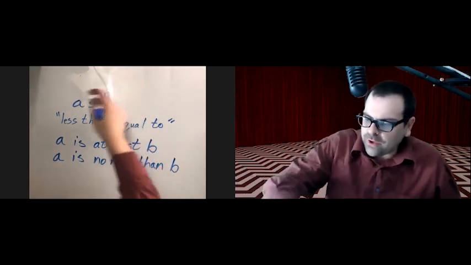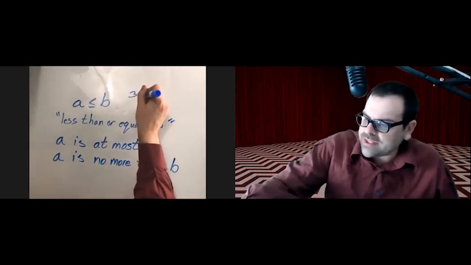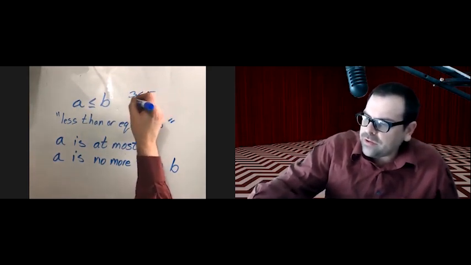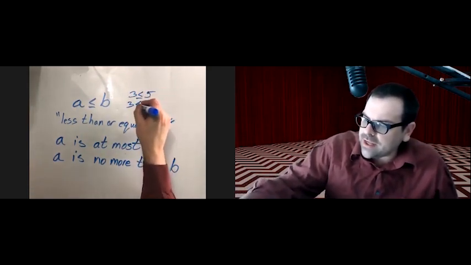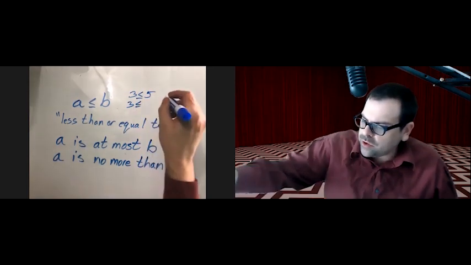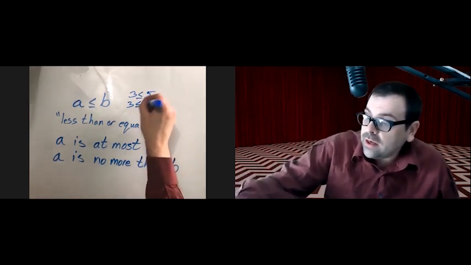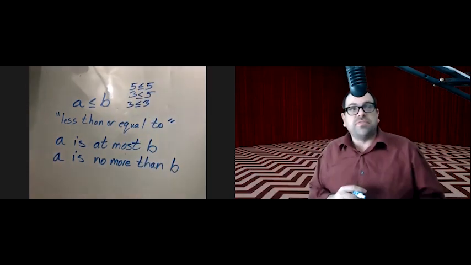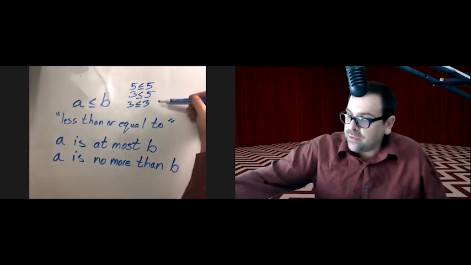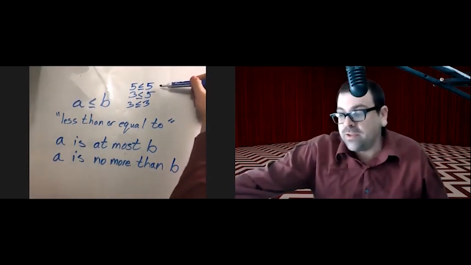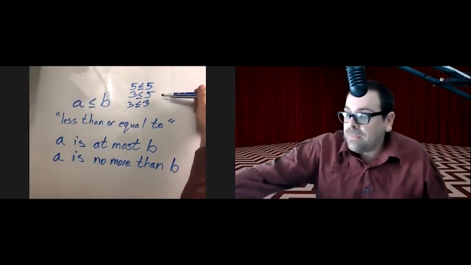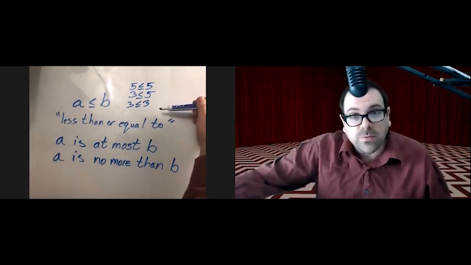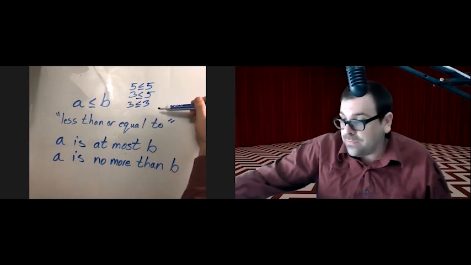So if we look at a couple things that are true for less than or equal to, 3 is less than or equal to 5. 3 is less than or equal to 3. And 5 is less than or equal to 5. These would be 3 true statements. 5 equals 5, so that's true. 3 is less than 5, so that's true. 3 equals 3, so that's true.